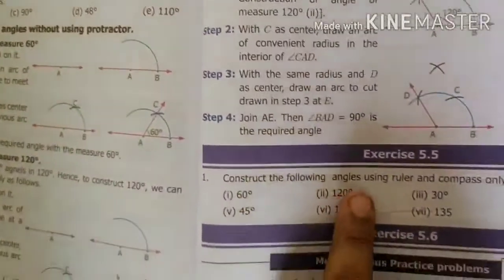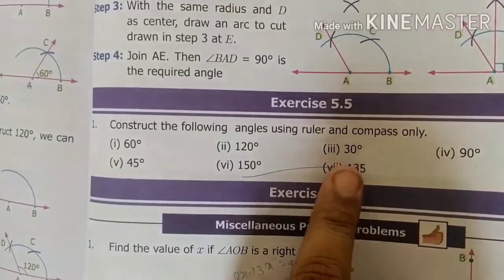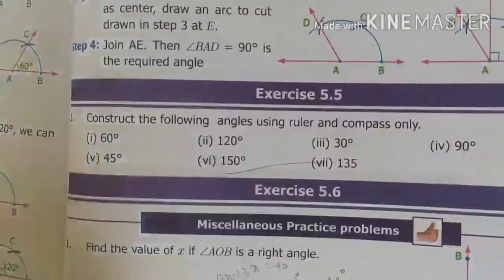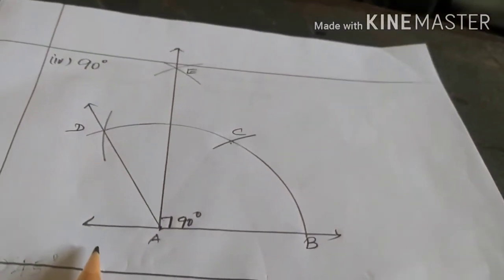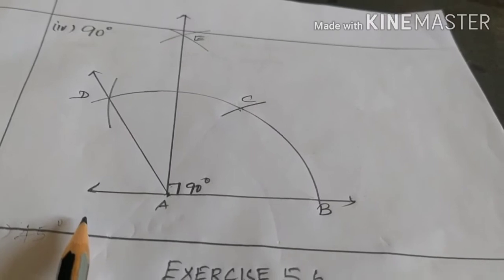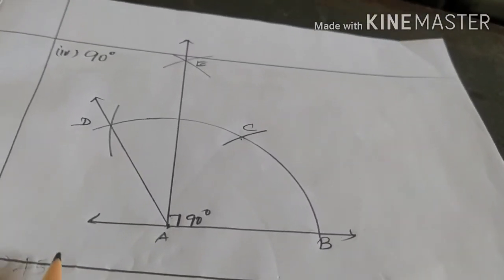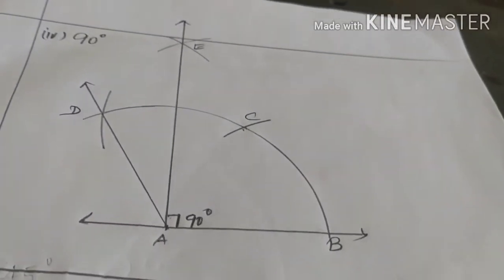See, construct the following angles. This exercise only I am doing now. 60 degree and then 120 degree, 30 degree, 90 degree we have completed. Children, we have completed these 4 sums. Okay, up to these 4 sums is enough in this exercise. You don't have to do the question number 5, 6 and 7. So you learn these 4 sums clearly, it is enough. So omit the 5, 6 and 7th sums.